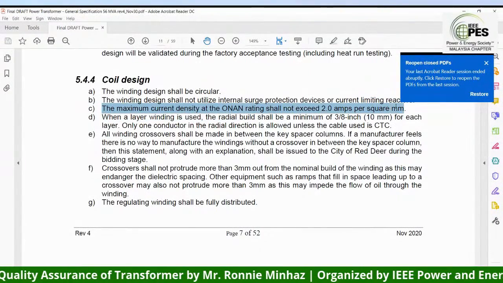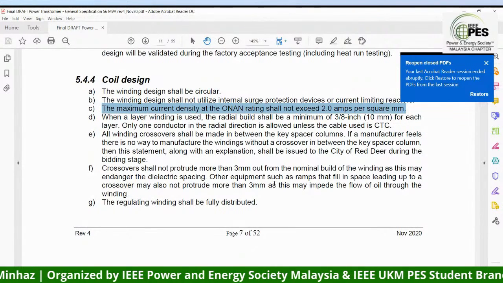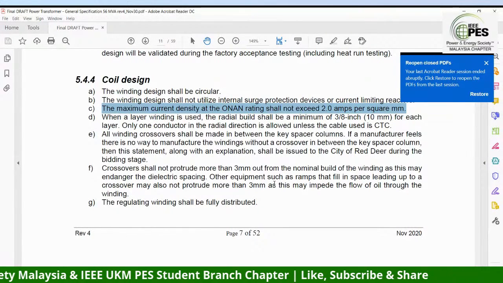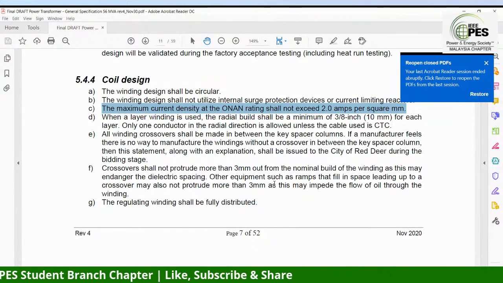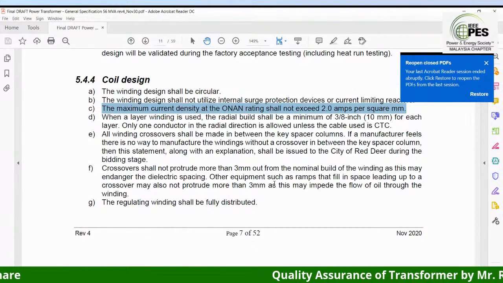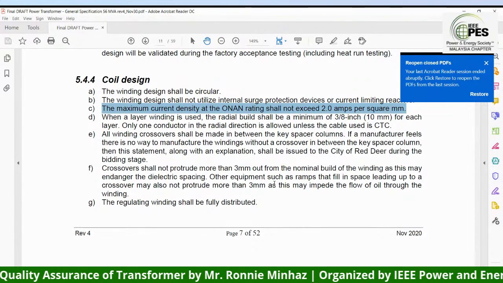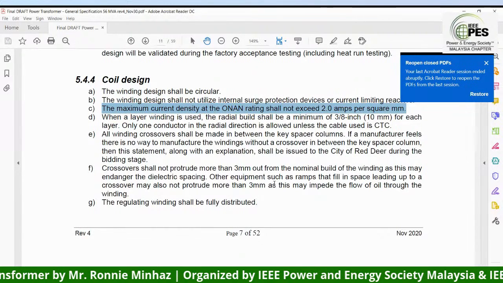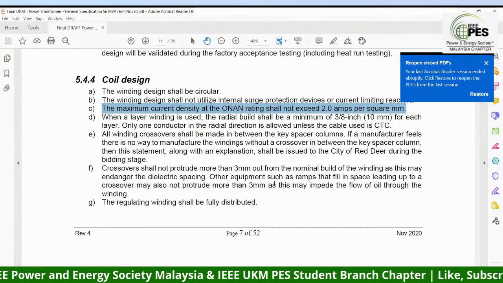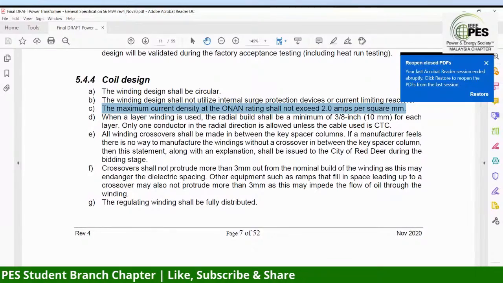Over here, we put the maximum current density at ONAN rating shall not exceed 2 amps per square millimeter. What does it mean? It will force the manufacturer to design the transformer in such a way that the average winding rise will not be close to the temperature limit. If we can force the manufacturer to design the transformer for a lower temperature, we are going to extend the life of the transformer. By doing so, we are increasing the reliability and the life expectancy of the transformer.